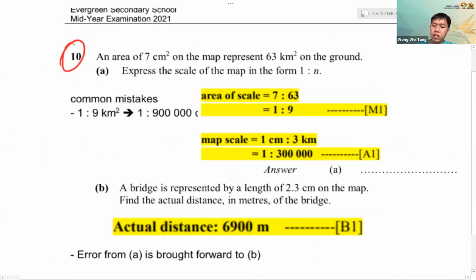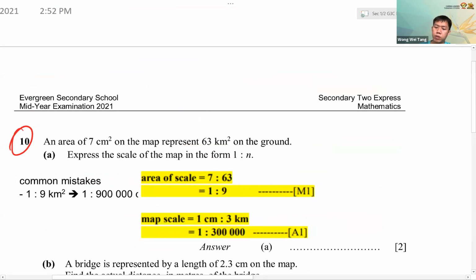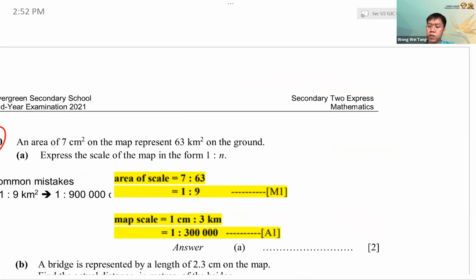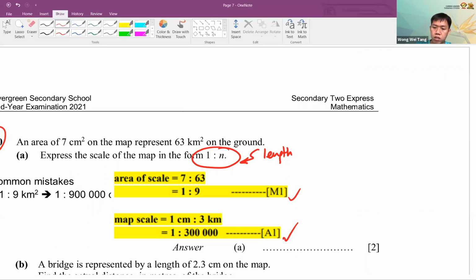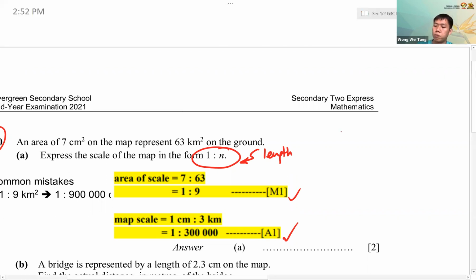Okay, now question 10a. Area, 7 square cm on the map represents 63 square kilometers on the ground. So express the scale in the form 1 to n. So this refers to the length. Okay, map scale is always about the length, not the area. I'll show you the presentation that I've been using for your class all the time. So map to actual.